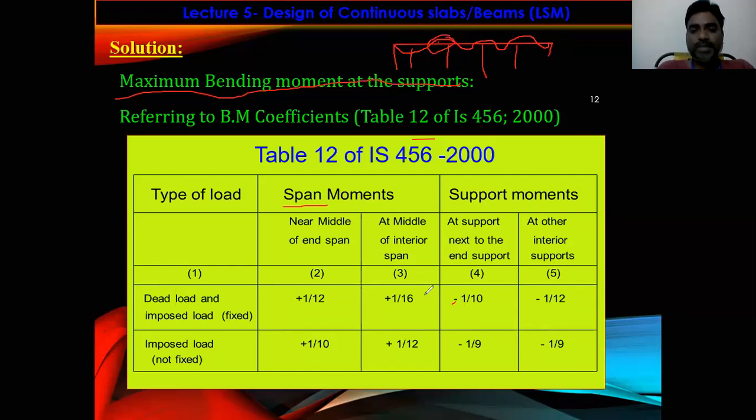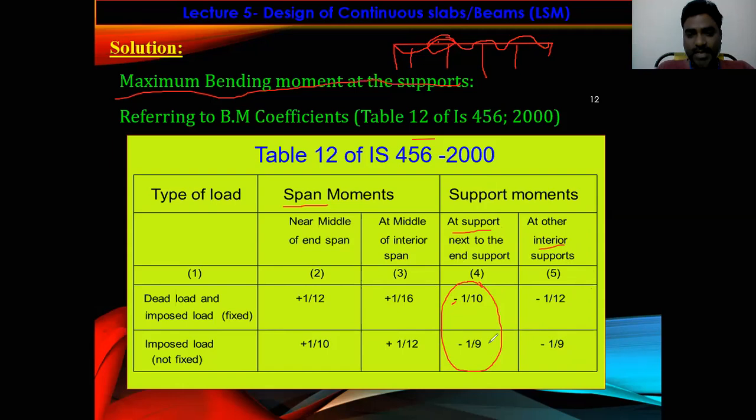Negative indicates hogging bending. So at the support you will get the negative bending, right? So you will get the maximum bending moment at the support next to the end support. So there is no need to calculate. If you have any doubt, you can calculate the bending moment for the support next to the end support separately and for the other interior supports, and you can compare the values, right?